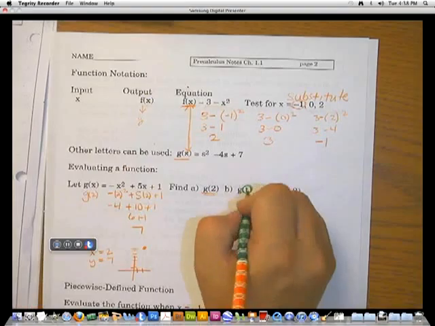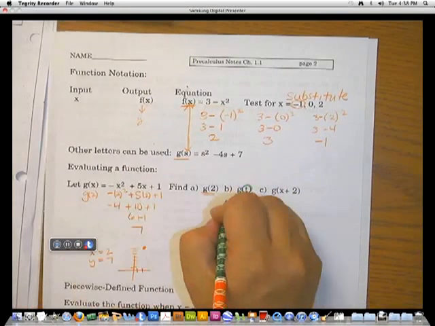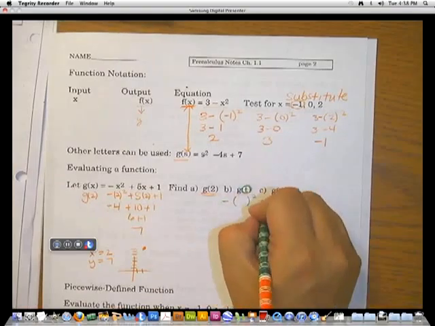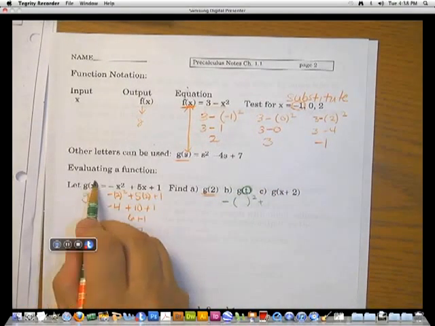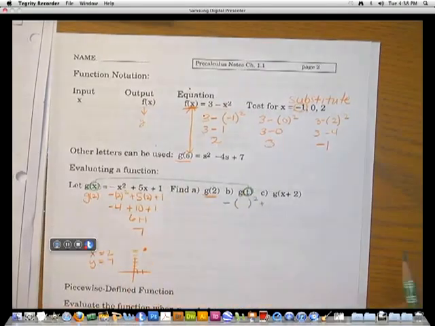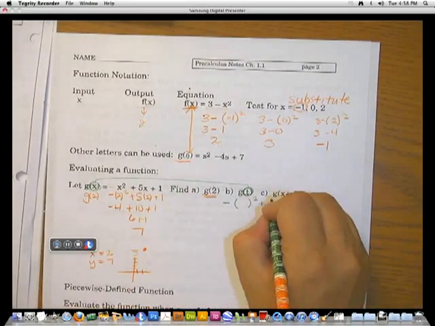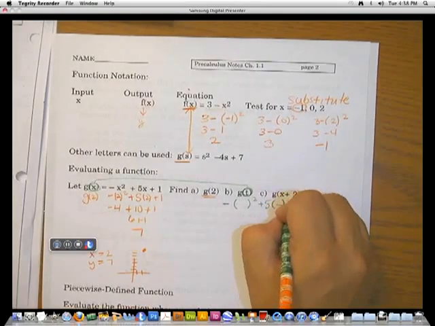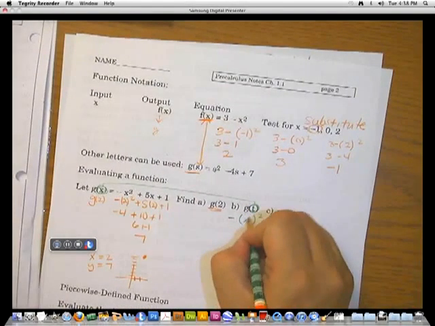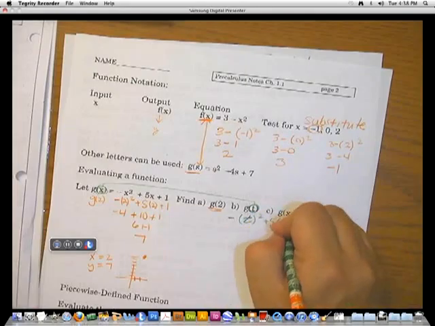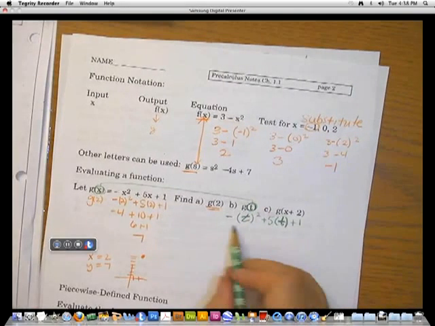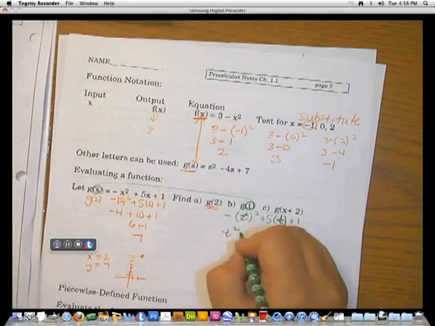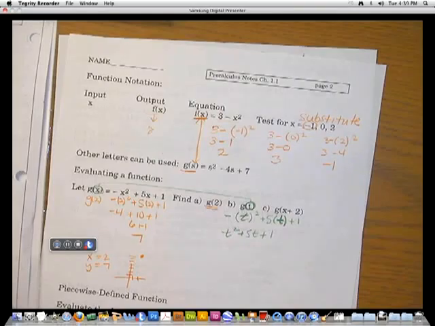This is my substitution. T is my substitution. So wherever there is an x value, I'm going to put a t value. So there was an x, I put a t. There was an x, I put a t. And that's all we have here. Negative t squared plus 5t plus 1. We just made it a letter instead of a number. The numbers simplified down. The letters do not. We don't do anything different.